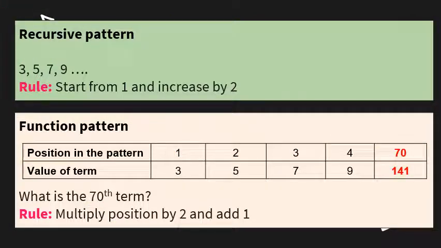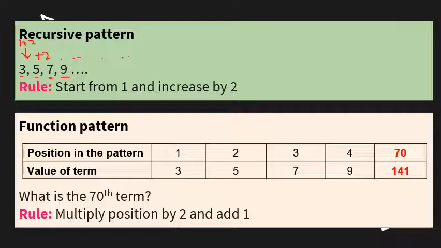Now up the top here, we've got our recursive pattern. So it actually starts at 3, and then it goes to 5, 7, and 9. So a way I could describe this pattern is to say, well, start from 1 and increase by 2. So 1 is the first number here, plus 2 gives me 3, and then I plus 2, and so on. Now, if I want to find the 70th term here, or the 151st term, it's actually going to be quite tedious trying to figure out that process.